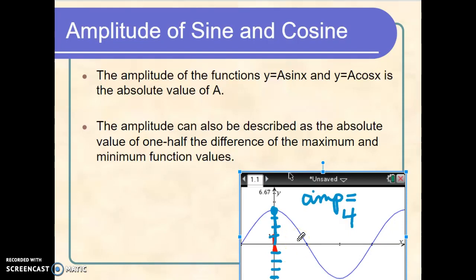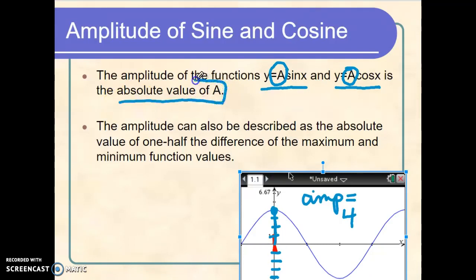Now, in terms of where that shows up in a function, if you look up there where it says y is equal to a sine of x and y is equal to a cosine of x, if there's a coefficient in front of the sine or cosine, that is the letter A. Now, don't get that confused with amplitude. Technically speaking, amplitude is defined as the absolute value of A.